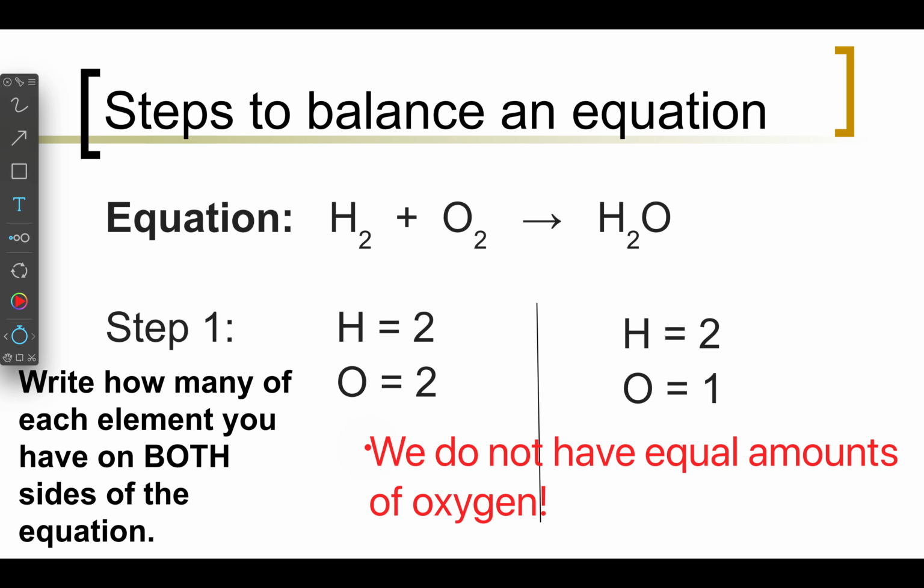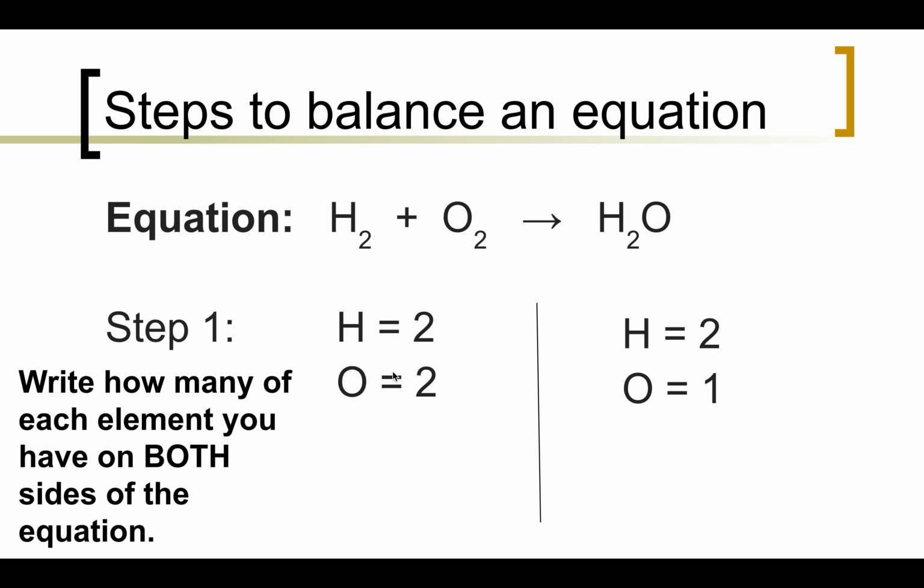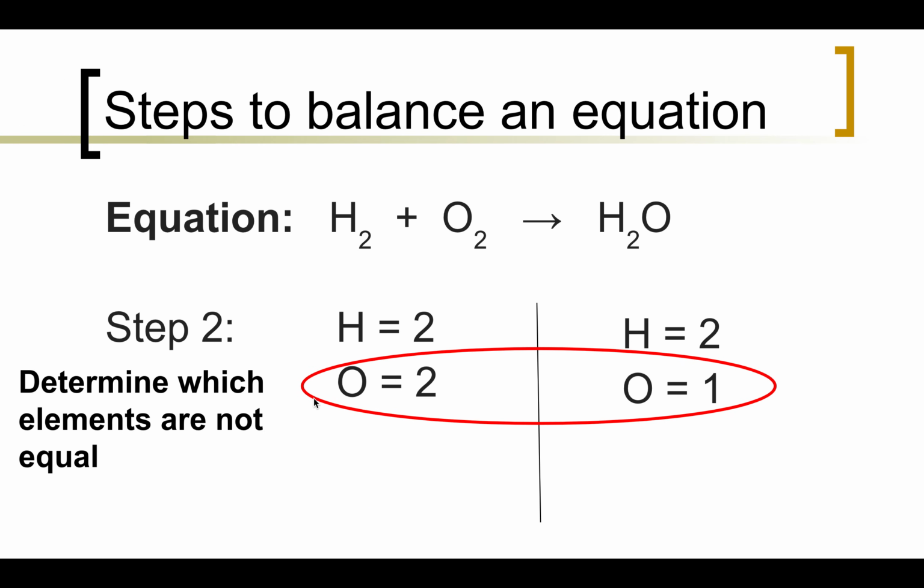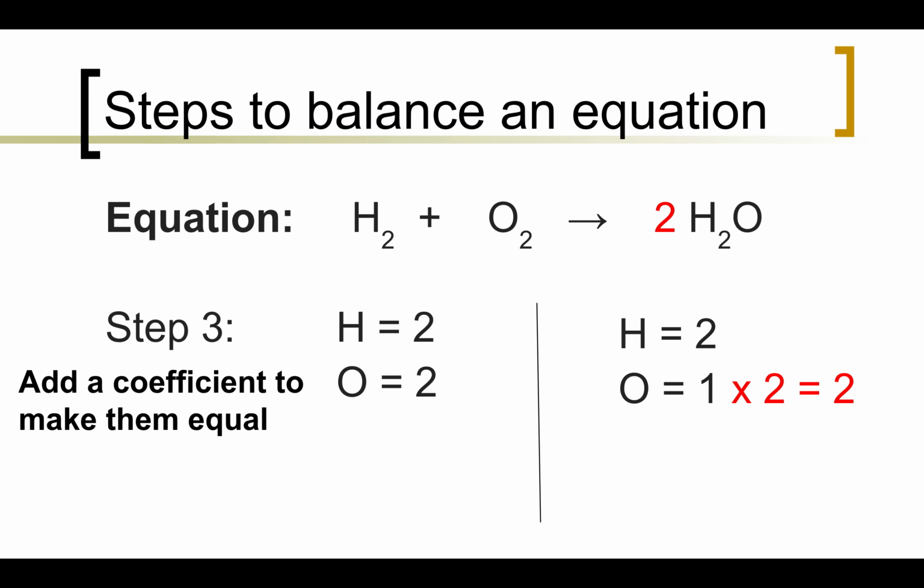That leads us into step number 2, which is to determine which elements are not equal. We kind of already did this. Hydrogen, we have 2 of each of those, so we're all good, but we do not have equal amounts of oxygen. So how do we fix that? We fix that with coefficients. So step 3 is to add a coefficient to make them equal.